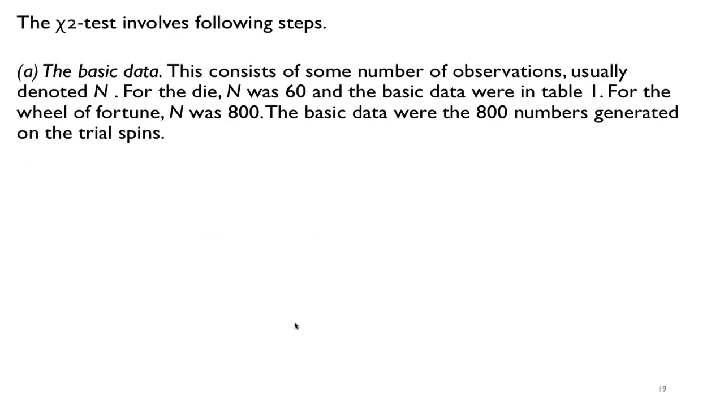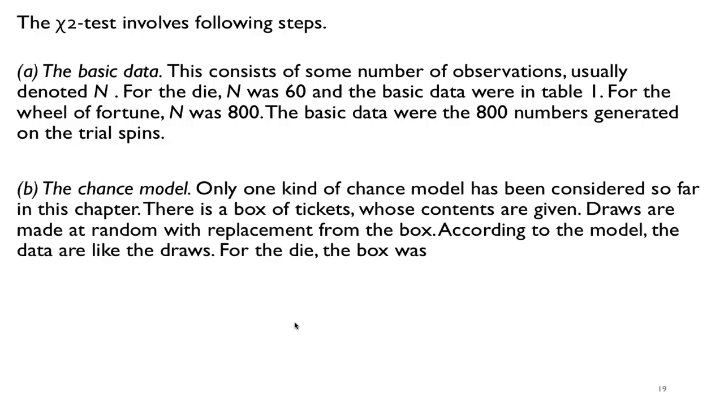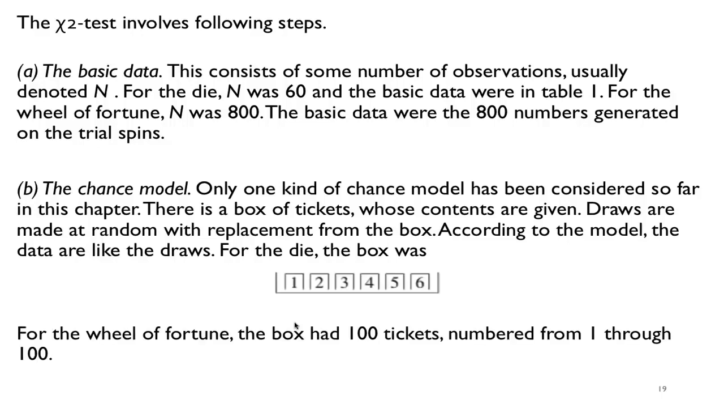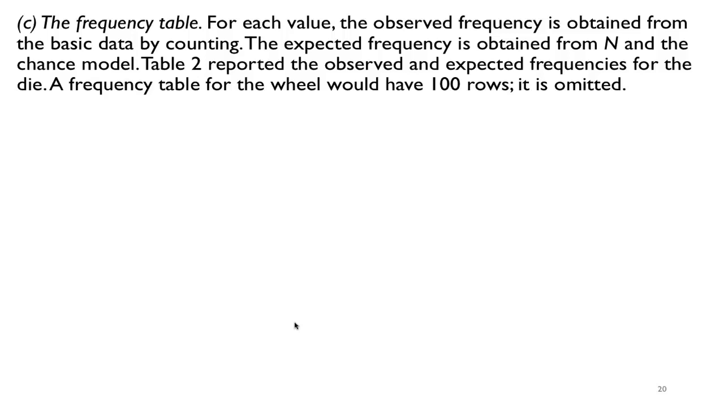So here's basically the chi-square test. The basic data consists of the number of observations, usually denoted by n. For the die example, n was 60. We threw the die 60 times. For the Wheel of Fortune, we did that 800 times. So n is the number of times we observe. We need to have a chance model. This is a chance model based on a box of tickets, and then draws are made at random from that box. According to the model, the data is like drawn from this box. For the die, the box was from 1 to 6. For the Wheel of Fortune, the box will be from 1 to 100.